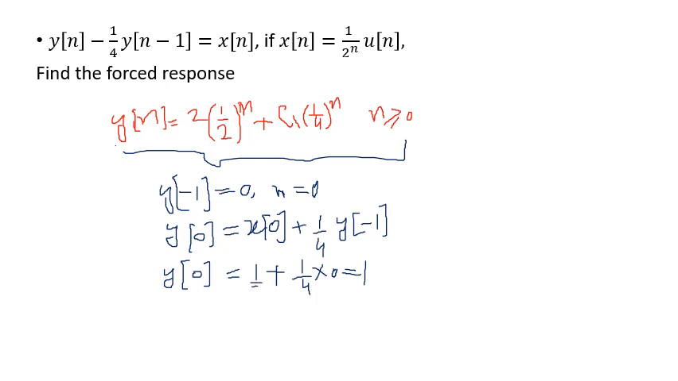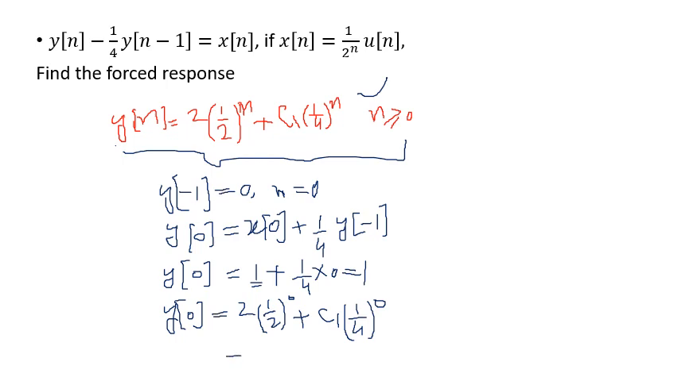You understand how I get 1? If I replace 0 here, 2 power 0 is 1, 1 by 1 into this 1 will result into 1, and y of minus 1 is 0, so I get 1 here. So now using y of 0 equals 1, I can find the solution. Replacing the value here, this will become y of 0 and this will become this. So I hope you understand.